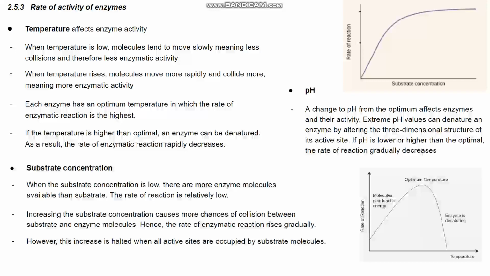pH. A change to pH from the optimum affects enzymes and their activity. Extreme pH values can denature an enzyme by altering the three-dimensional structure of its active site. If pH is lower or higher than the optimal, the rate of reaction gradually decreases.